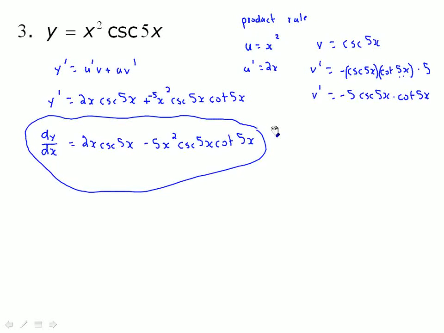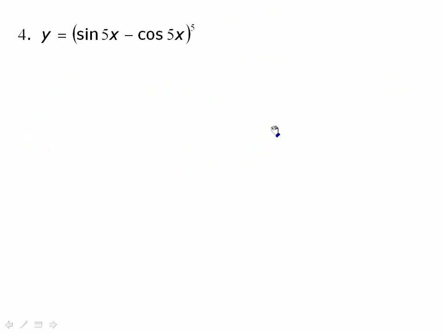So there we are with that problem, and then let's move on to a slightly different variation. This is going to be a chain rule problem. We've got y is equal to sine of 5x minus cos of 5x, all to the 5. Now, this one is interesting because I'm not going to use a substitution with it, but it is tempting to go y is equal to u to the 5.